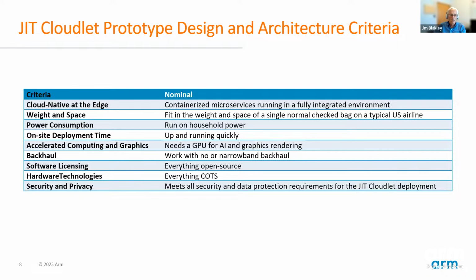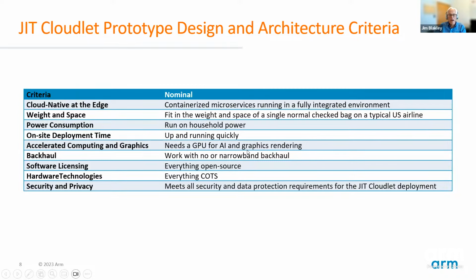Many of the applications that we see here are computer vision and AI types of applications, and so it really needs to have accelerated computing and oftentimes graphics capabilities. So it has to be able to support a GPU. It should work with no or very limited backhaul capability. One of the things that we've learned through this is that some features really should have even a small narrowband backhaul connection that could be satisfied by a satellite connection on site, but that doesn't have the bandwidth or the low latency required to support a number of these applications.